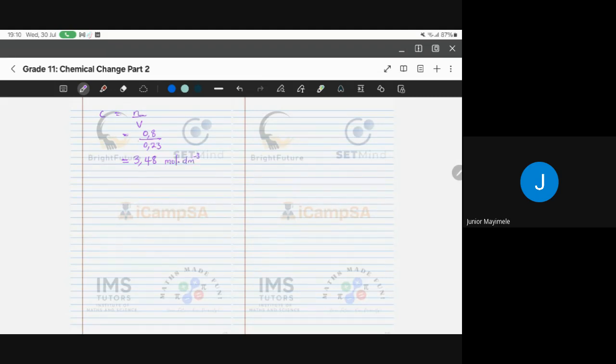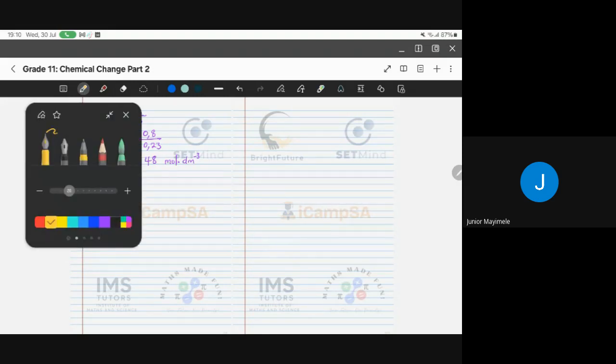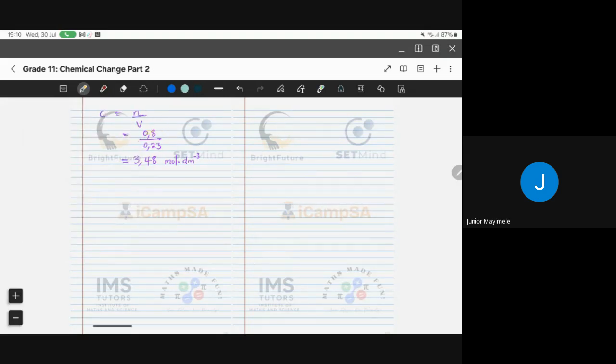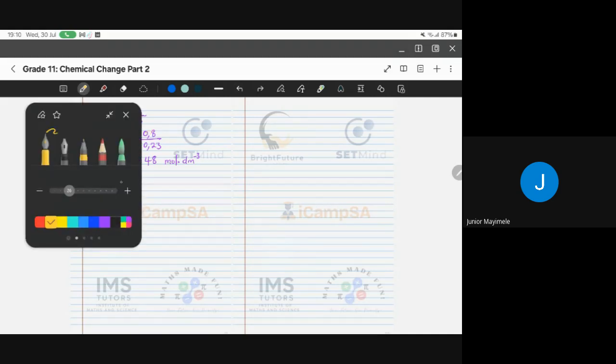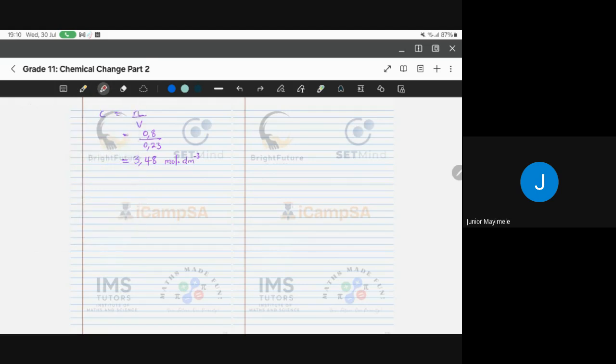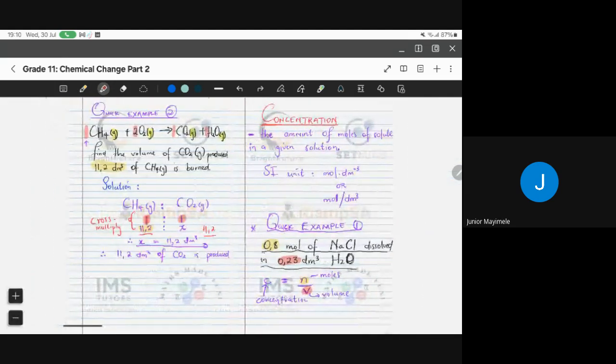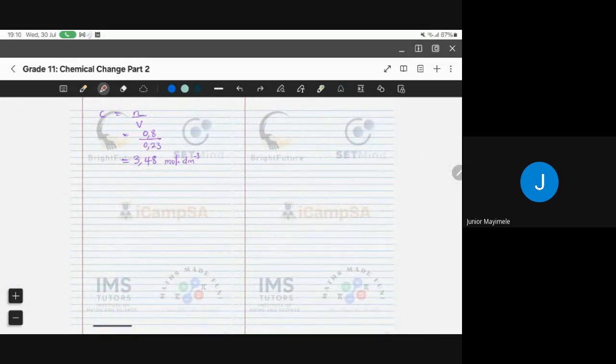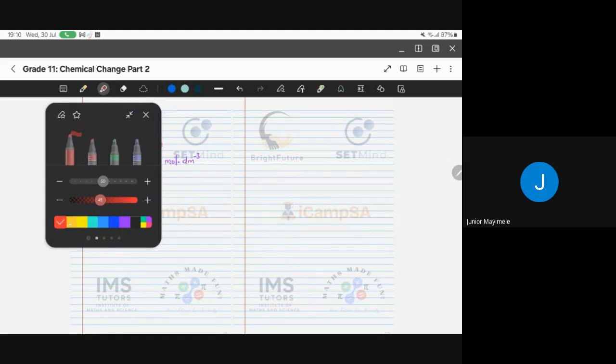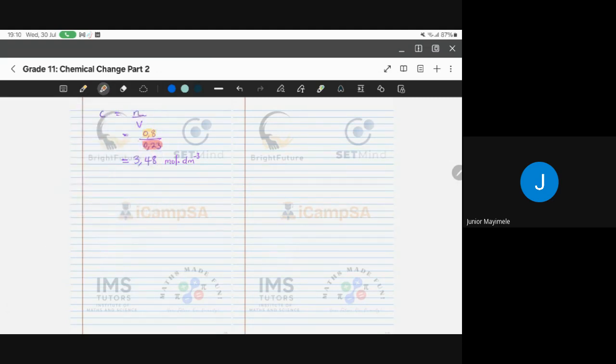Remember, guys, it's very, very important to have units all the time. Otherwise, one day, when you become a scientist or an engineer, you could hurt people if you don't know how to use your units very wisely. So don't make that mistake. So that's what we do. This is how you would calculate the concentration, right?